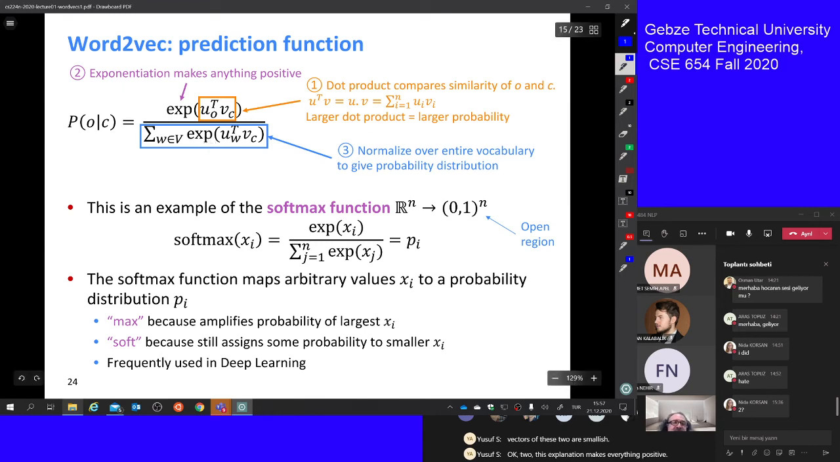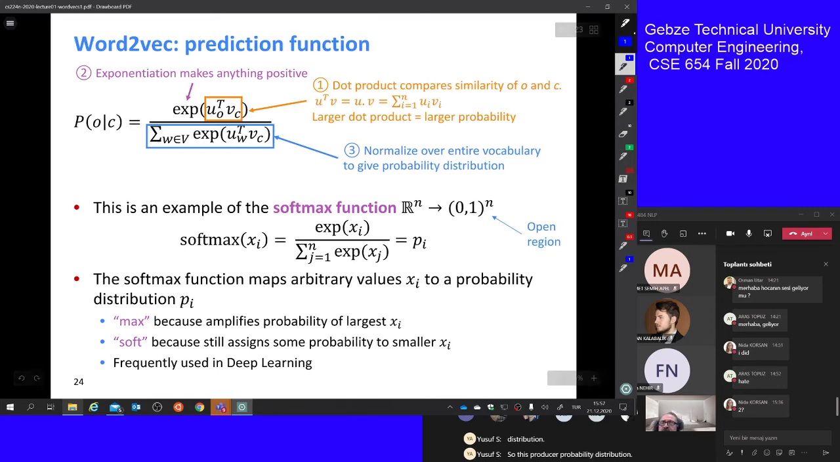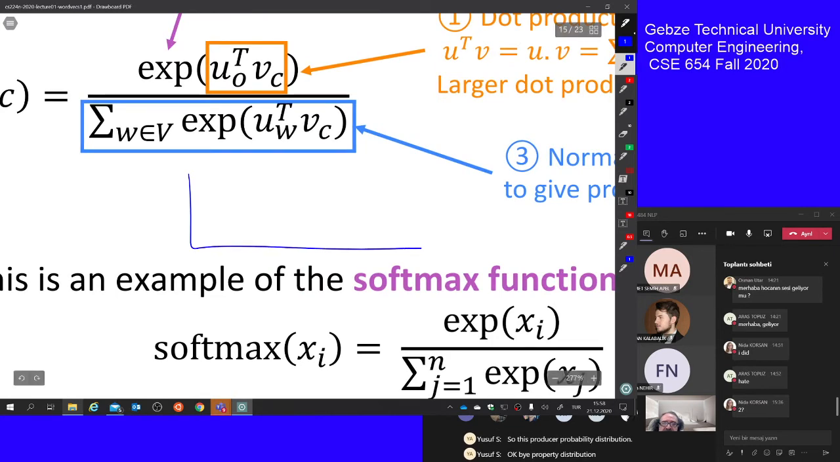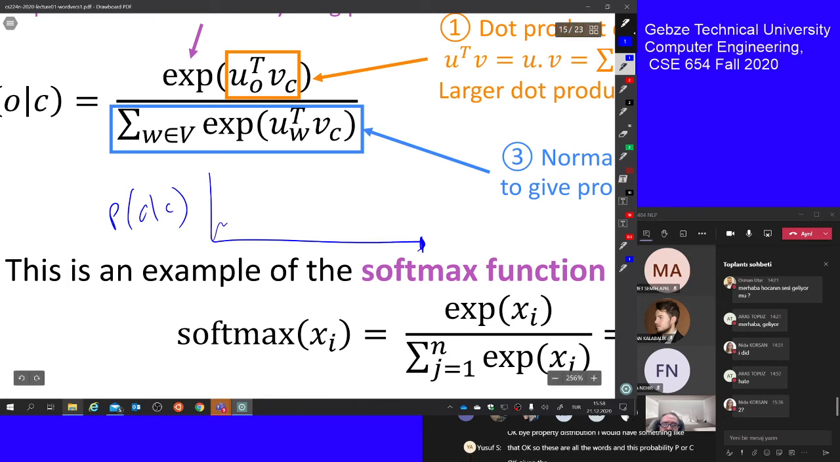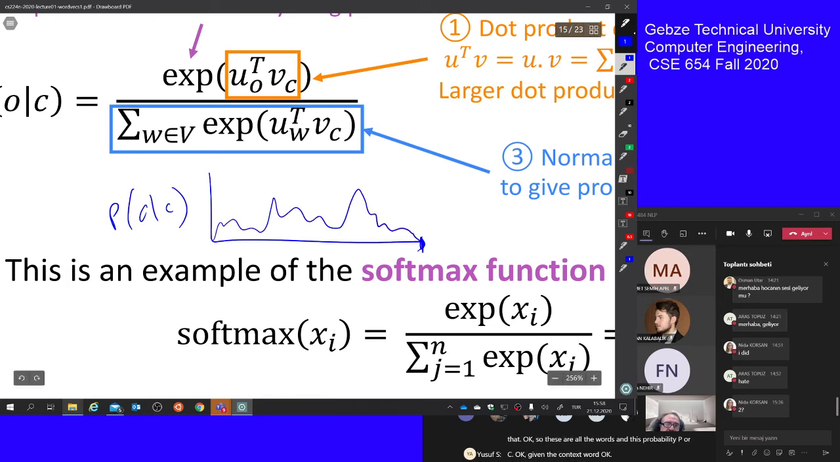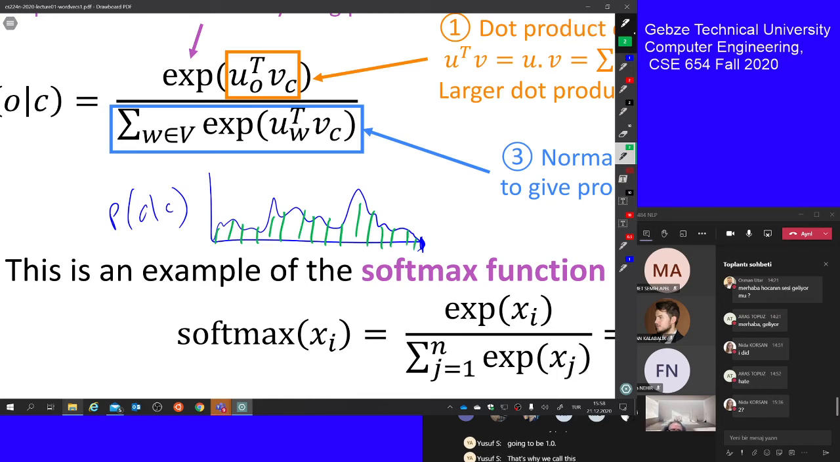Step 3, I normalize over the entire vocabulary to give a probability distribution. So this produces a probability distribution. By probability distribution, I would have something like that. These are all the words, and this is the probability of the outside word, given the context word. This will be my probability distribution. The area under this is going to be 1.0. That's why we call this distributional semantics.